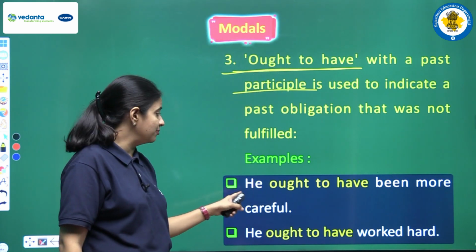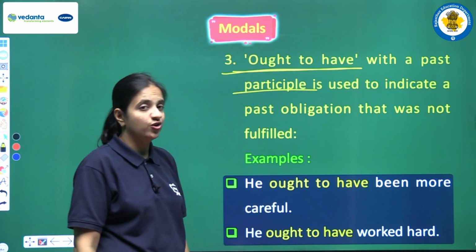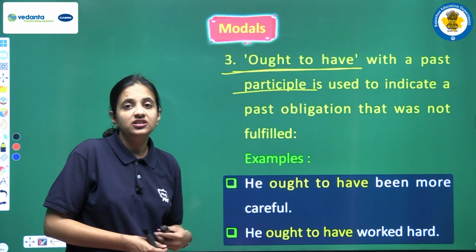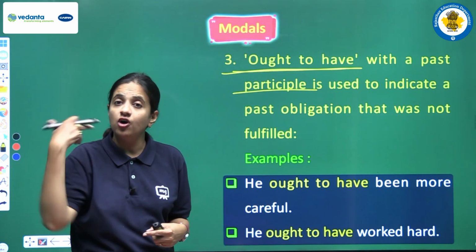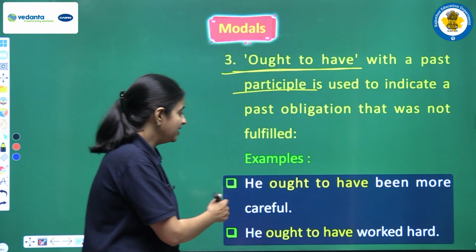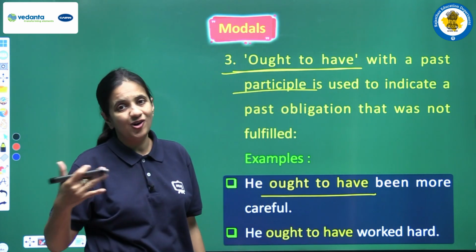So let's see the example. The example is, he ought to have been more careful, right? Here we are talking about this past obligation, and we are talking about someone who was not careful. So we are saying that he ought to have been more careful, but he was not.